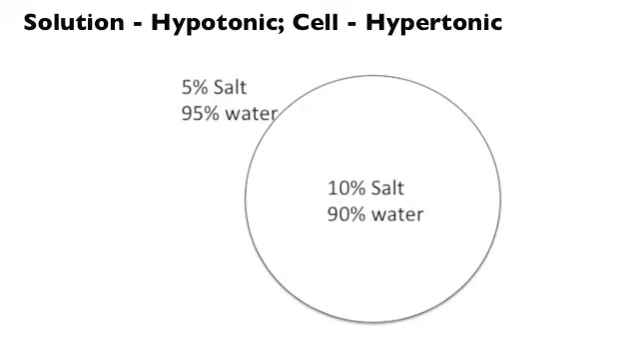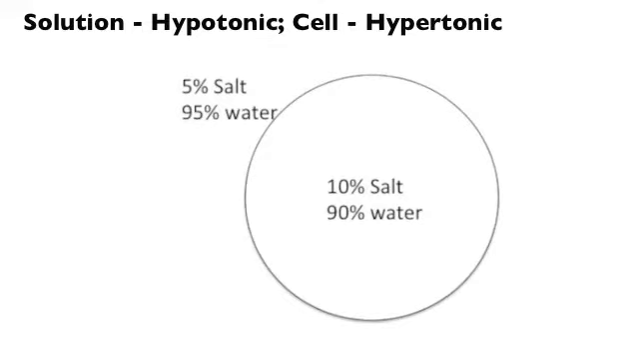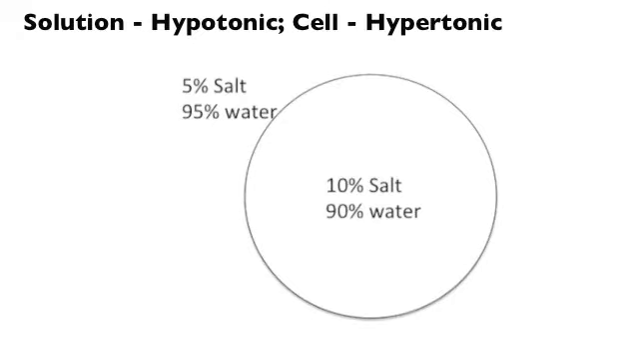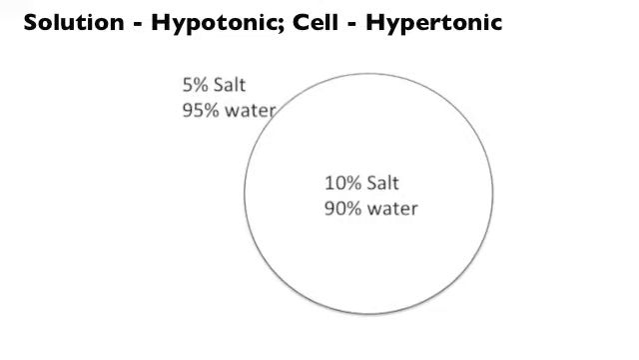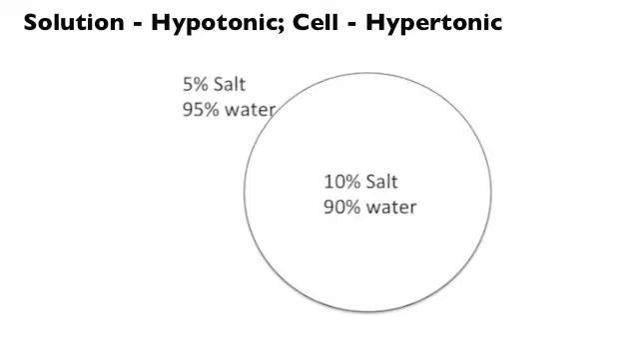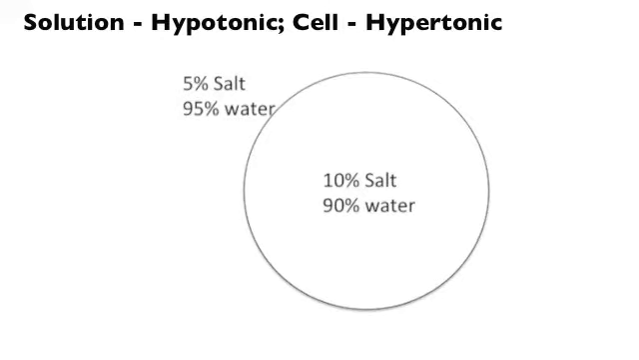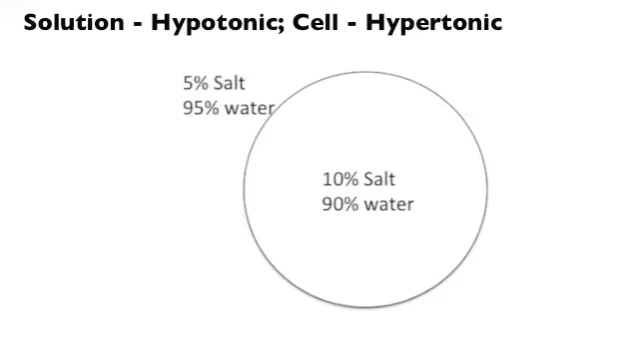Now let's take a look at an actual cell and see what would happen in different types of solutions. So the solution outside of this cell is hypotonic. That means it has less salt and more water than the cell. You have 5% salt, the cell has 10% salt. The cell is said to be hypertonic. That means the cell has more salt and less water than the environment surrounding it. So if the cell membrane is only permeable to water, then the water would travel from the outside of the cell to the inside of the cell, from higher water concentration to lower water concentration. The cell would then swell and maybe even pop.